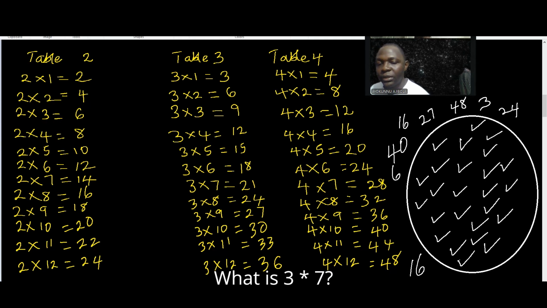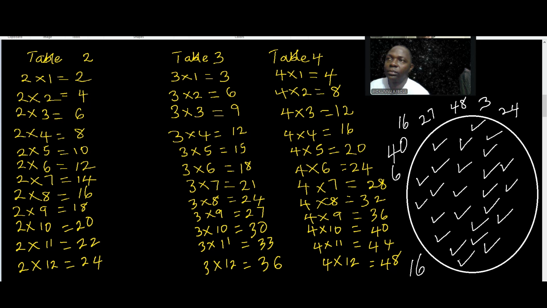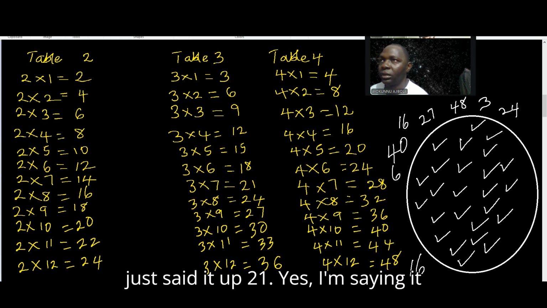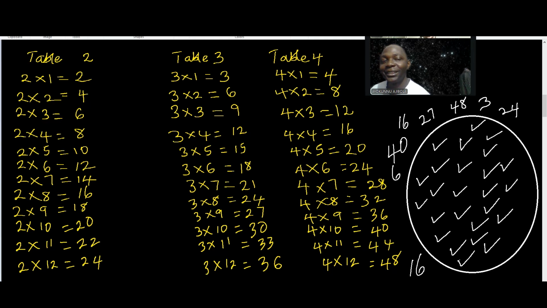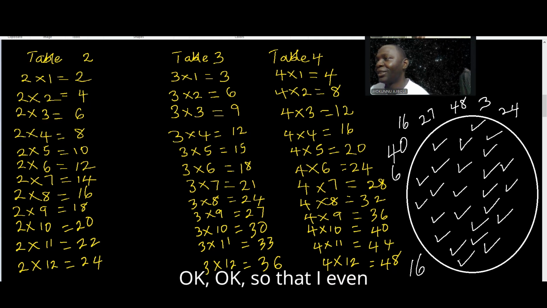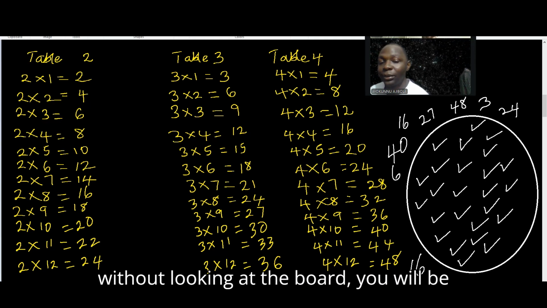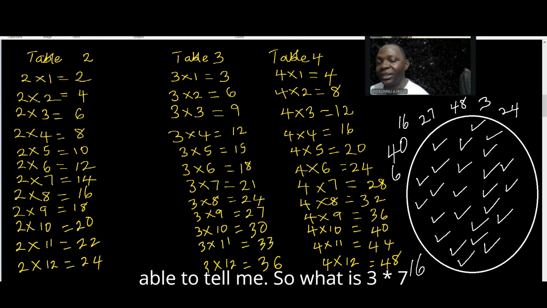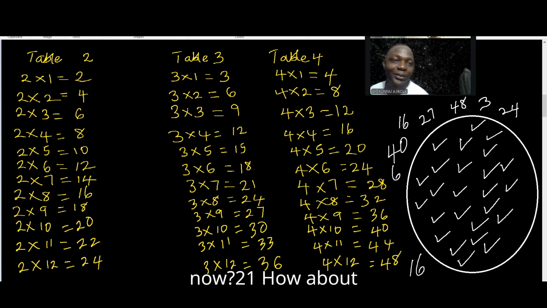What is 3 times 7? 21. What about 3 times 6? 18. 3 times 7 again? I just said it. 21. Yes, I'm saying it again so that you can remember it again, so that even without looking at the board, you will be able to tell me. So what is 3 times 7 now?